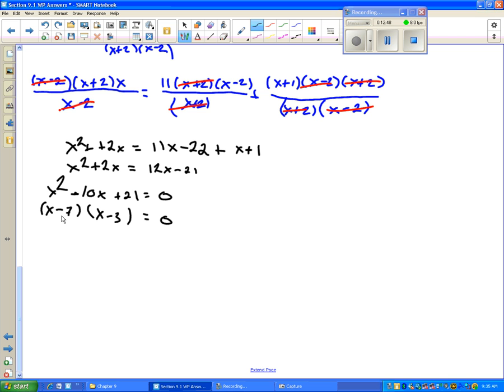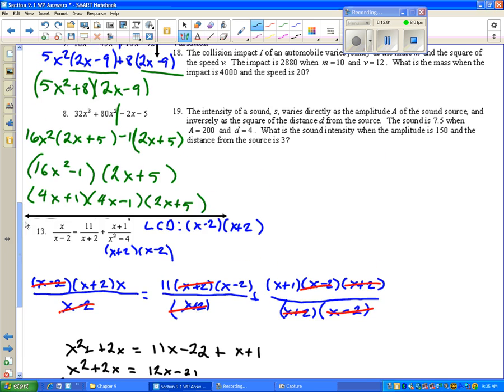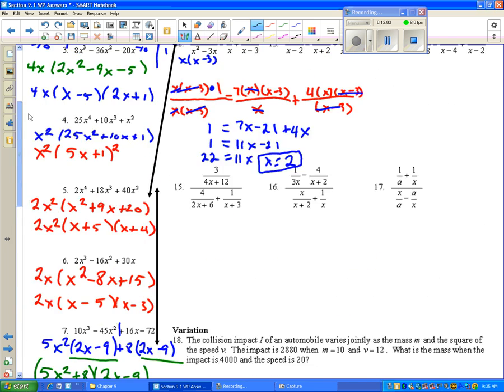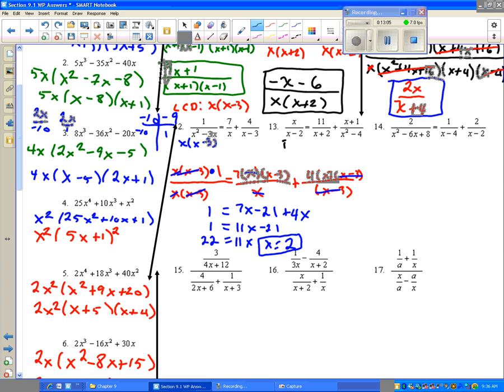Set them equal to 0. X minus 7 equals 0, so x is equal to 7. X minus 3 is equal to 0, so x is equal to 3. Those are my two answers for number 13. And I'm going to write over here below.